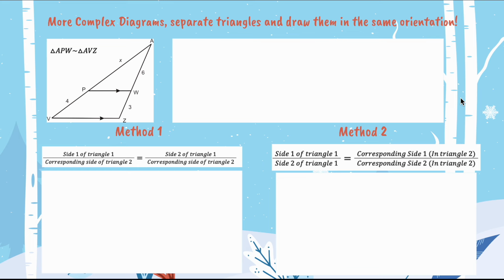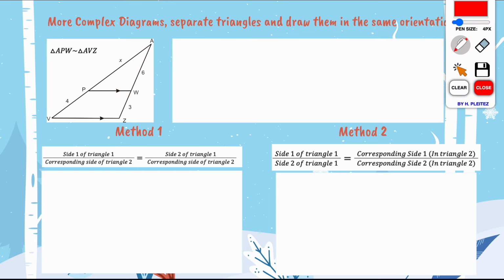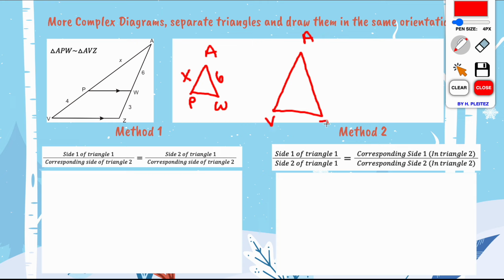Now, here's our last example where we have a more complex diagram. I always recommend to you guys when you have a complex diagram or if a picture's not drawn for you, you want to go that extra step. Make it a little bit easier for yourself. Let's separate our triangles. So here we have triangle APW, and we're going to carry those measurements in. And then we have our larger triangle, which is AVZ. Now be careful here. This side AV is not just 4 or X. You got to add them up. So AV is 4 plus X. And then AZ over here, that's 6 plus 3. That's going to give us 9.